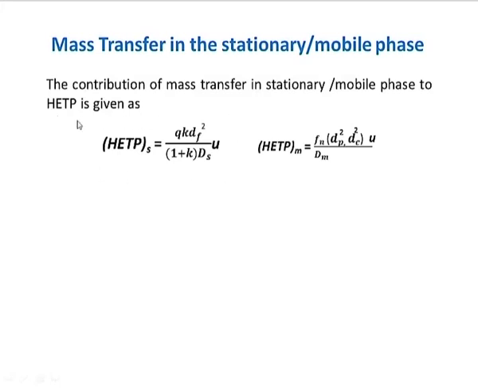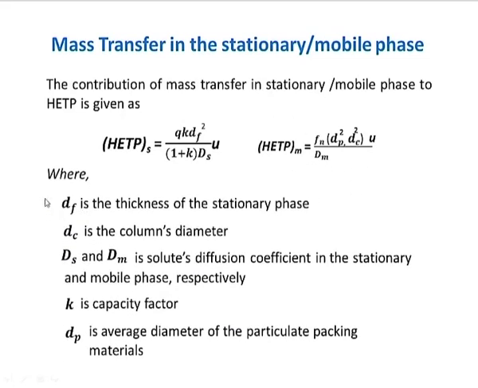This equation is the height of a theoretical plate because of mass transfer in the stationary phase, and this equation is the height of a theoretical plate because of mass transfer in the mobile phase. All the terms used: dF is the thickness of the stationary phase, dC corresponds to the column diameter, Ds and Dm are the solute's diffusion coefficients in the stationary and mobile phase, k is the capacity factor, and dP is the average diameter of the particle packing material.